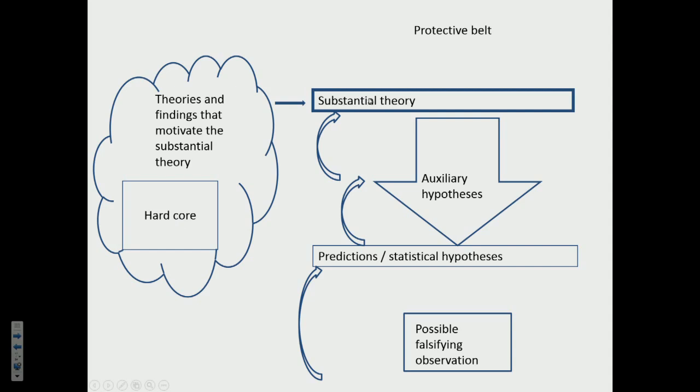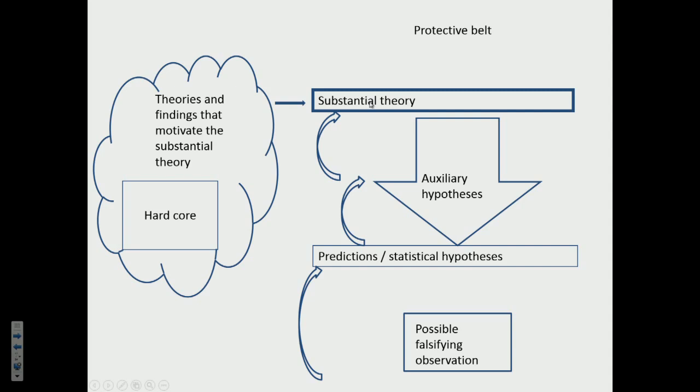This has actually come up as a mistake in previous assignments. Sometimes people have mentioned as the hardcore the same thing as the substantial theory. But that can't be right. Why can't it be right? Because the substantial theory is the thing that can be falsified by testing. Exactly. The substantial theory is the thing that you would give up. Whereas the hardcore is something you're not going to give up. It is not going to be falsified.